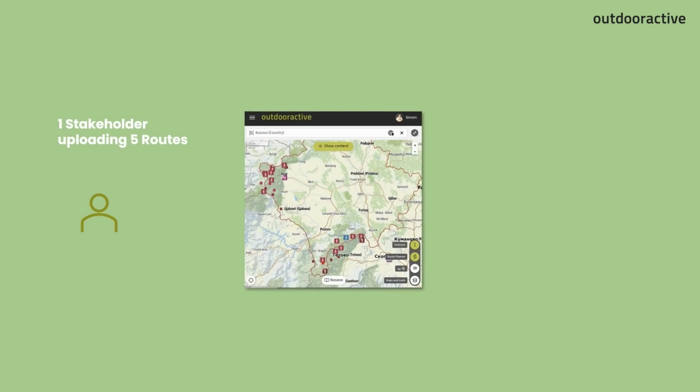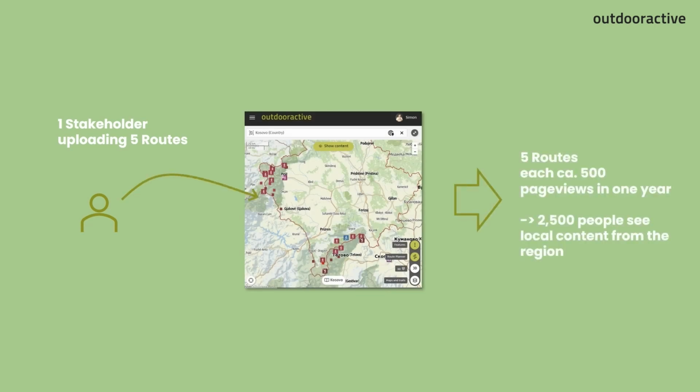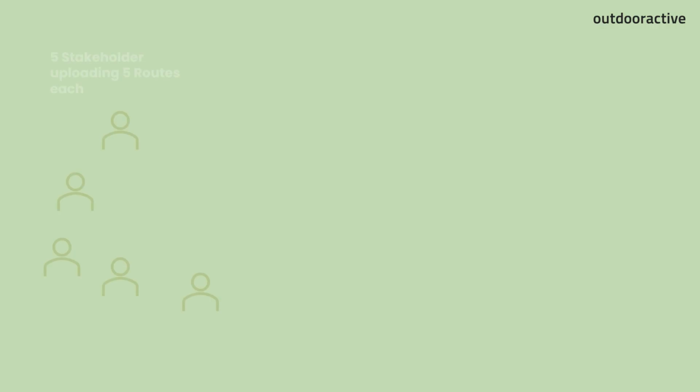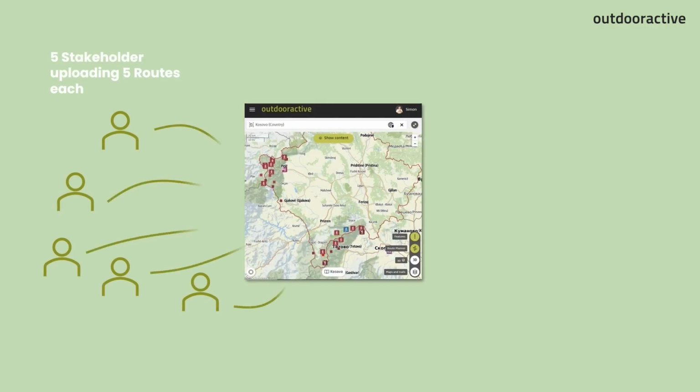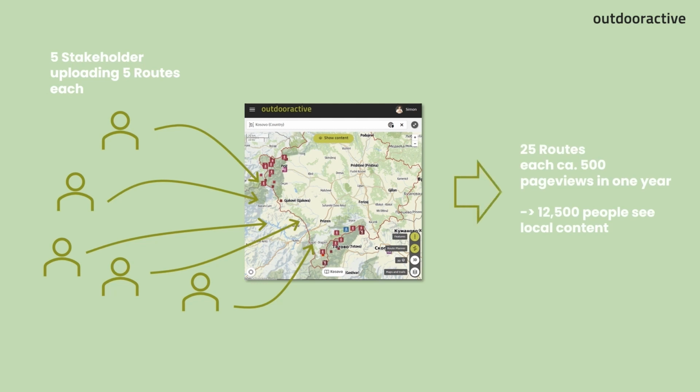If one stakeholder uploads, let's say, 5 routes to the platform and each of them creates 500 page views in the first year, that means some 2,500 travelers might see local content from the region. Now, if not just one, but 5 stakeholders upload and publish 5 routes each, you end up with 25 published routes and possibly over 12,500 page views in the first year alone.